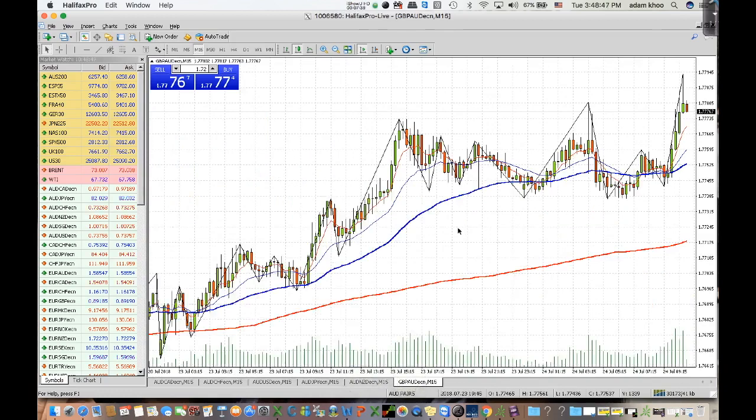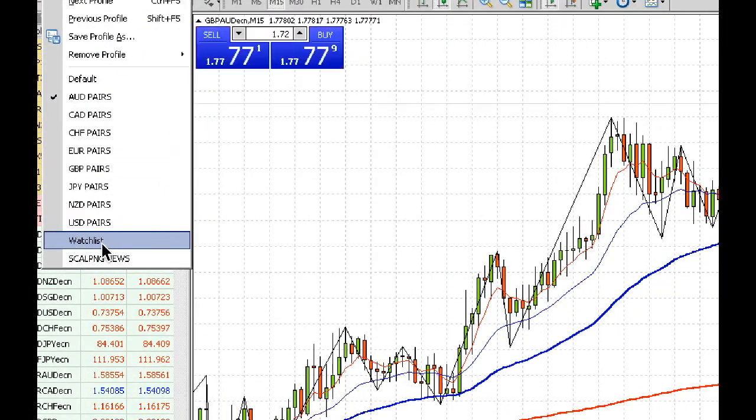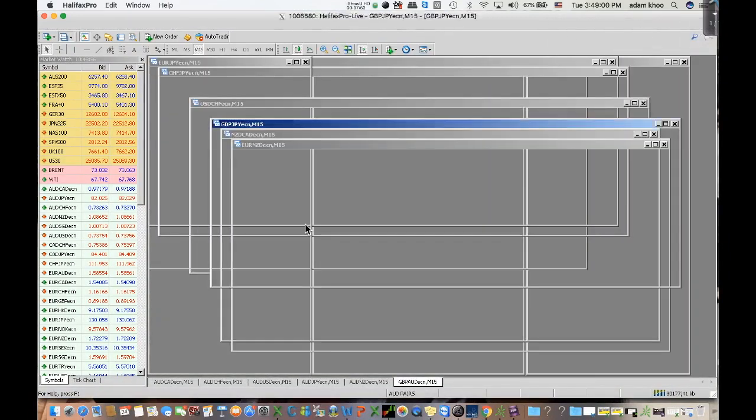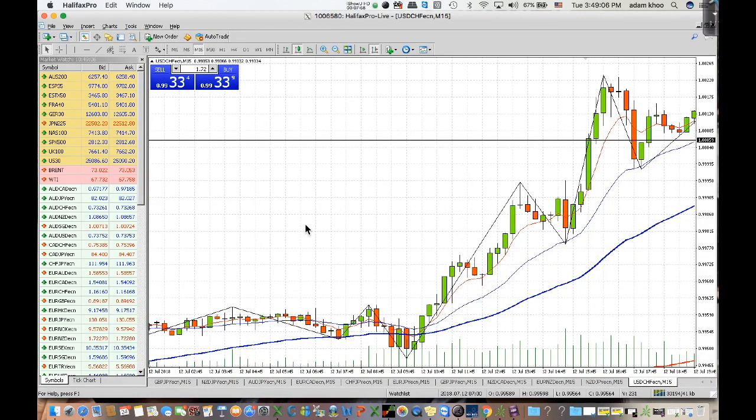I look at all the pairs, and once I see there are some potential setups, I put them into my watch list. So I create one just called watch list, and it basically has the charts where it looks like a trade setup is coming. Every time there's a potential trade setup, I put it into my trade setup watch list. So that's one reason why I organize it this way.